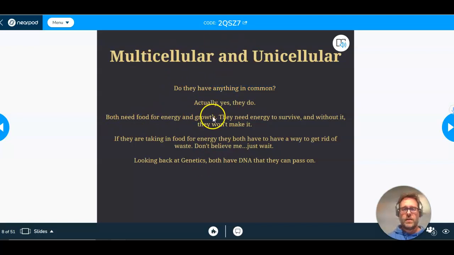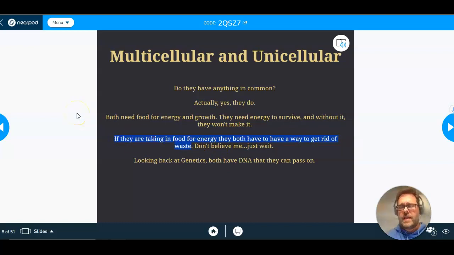Multicellular and unicellular, they have to have food for energy and for growth, or they need to make their own food like producers do. All living things need energy to survive. Without it, they cannot survive. If you are taking in food or making your own energy, you have to have a way to get rid of any waste. That could even be breathing in and breathing out.